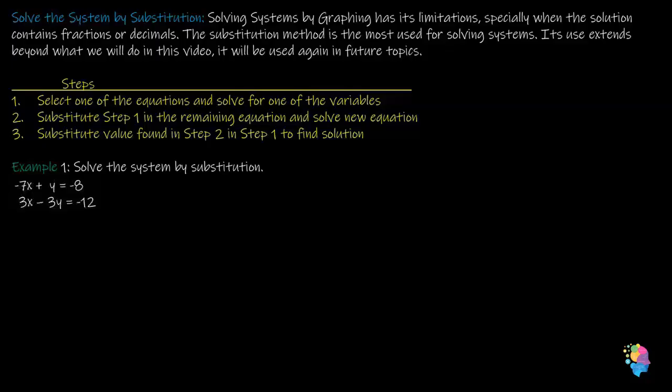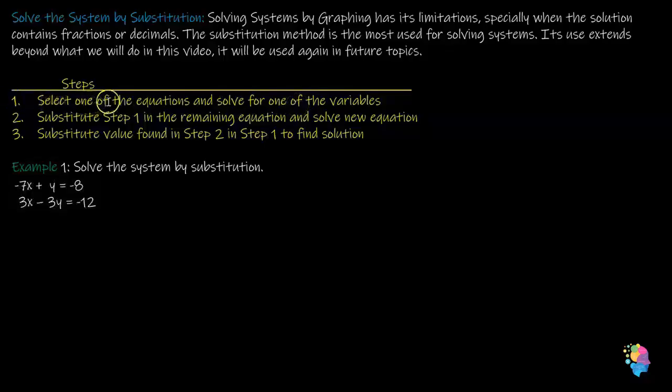So let's cover the steps for this method. The steps read: first, we must select one of the equations and solve for one of the variables. Notice how it doesn't say which equation. It's up to you. It doesn't matter which equation you use, the first or the second. And then you're going to solve for one of the variables. Again, it doesn't specify which variable. You can either solve for x or solve for y.